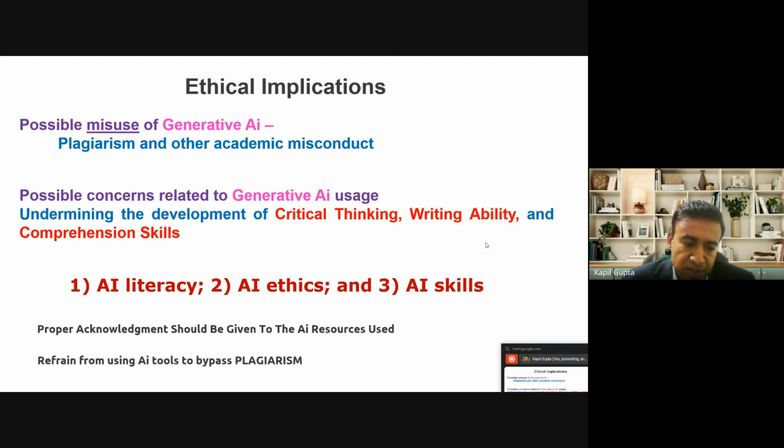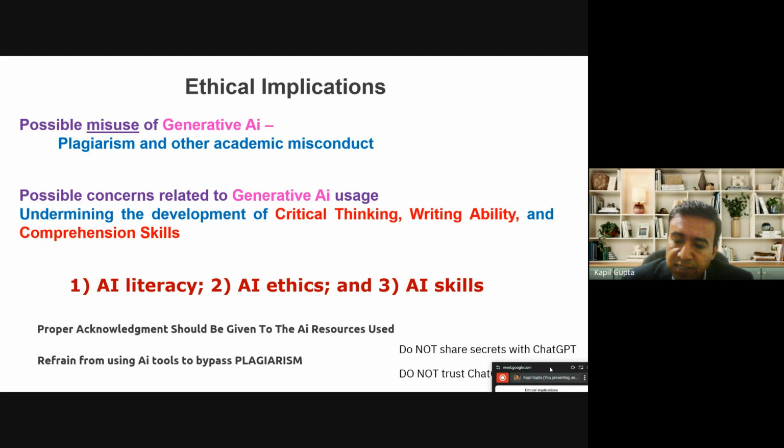Declare in your declaration. Refrain from using AI tools to bypass plagiarism, and do not share your secrets with ChatGPT or any other AI generator, and do not trust ChatGPT or any other AI generator blindly.